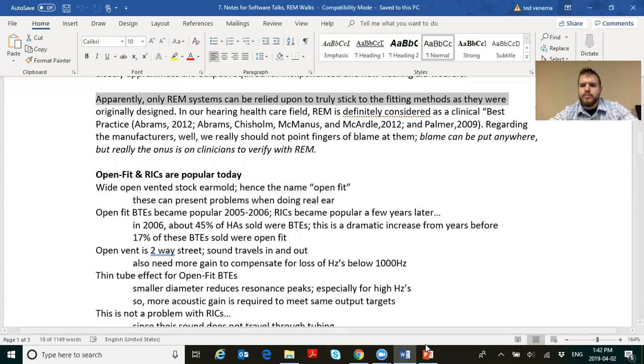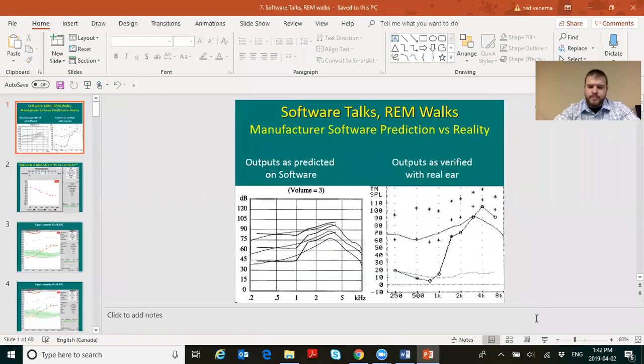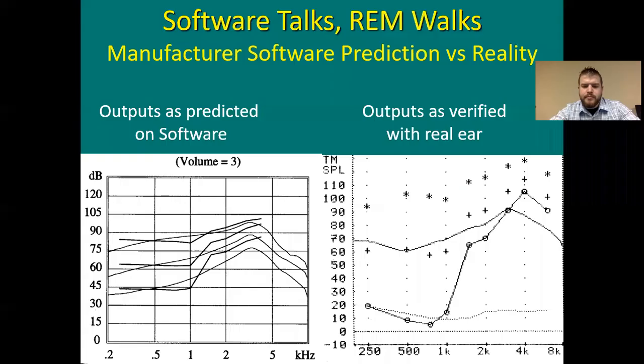Now what we'll do is go to our PowerPoint here and trail off from where we were last time. Here on the left would be a software's prediction of hitting targets. In reality, let's look at the middle one. This is an actual true case out of Unitron. Here was the picture the software painted. Here's the reality as seen by the same fitting method, NAL1. Okay, actually this was DSL4, I'm lying.